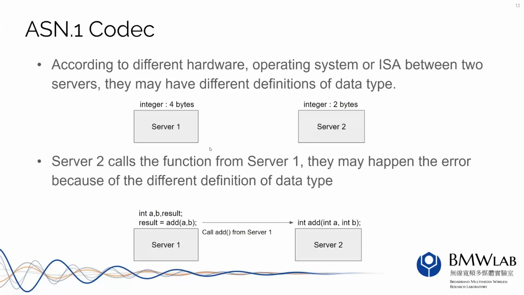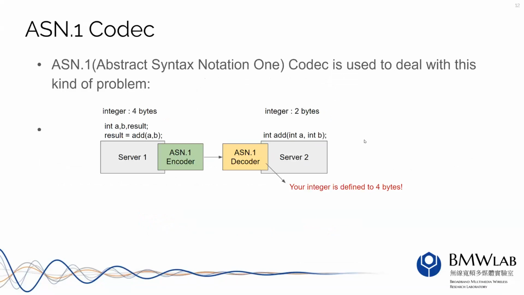And the final part of the DU app is the ASN codec. According to different hardware, OS, or ISA, different servers may have different definitions of data types. For example, server 2 wants to call a function from server 1. An error may happen because of the different definitions of data types. To deal with this problem, the ASN.1 encoder and decoder can solve it.